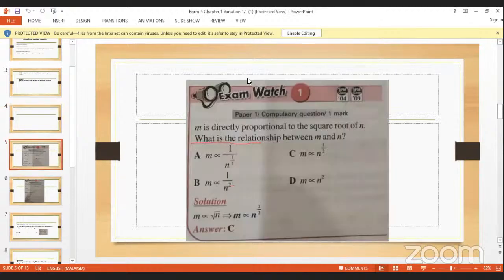For this question, m is directly proportional to the square root of n. What's the relationship between m and n? So m equals n to the power of half, right? We know that square root of n is n to the power of half. So the answer will be C. And move on.